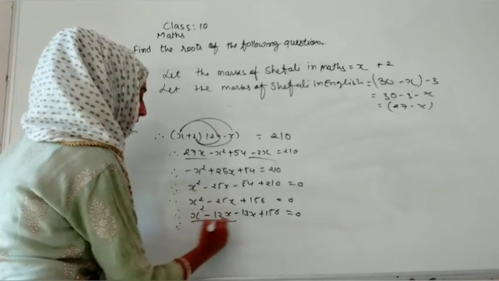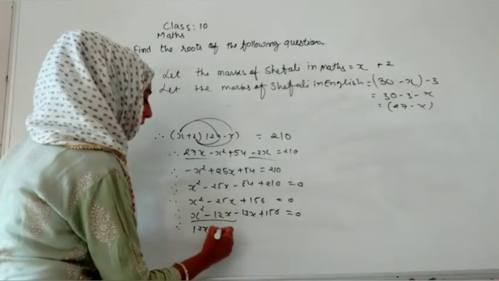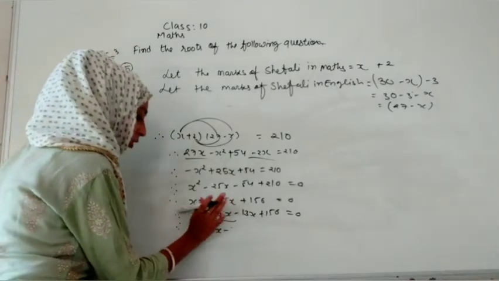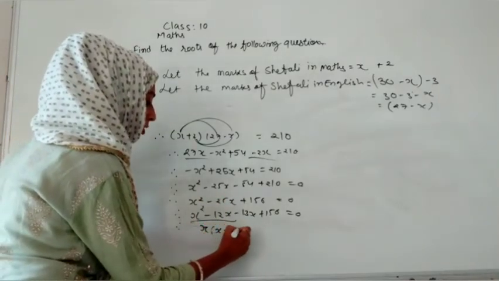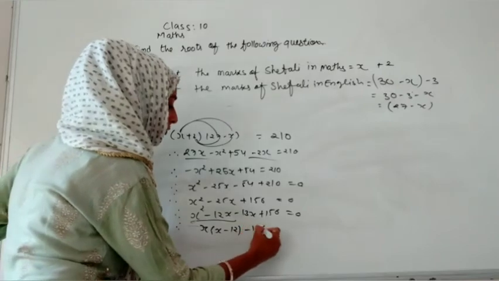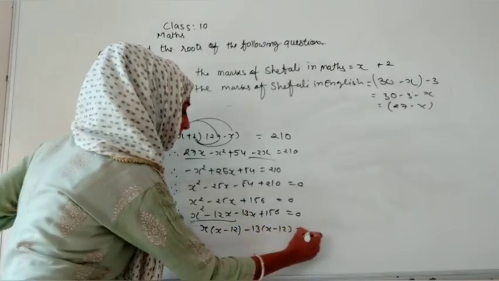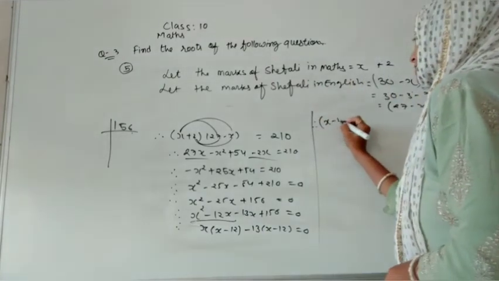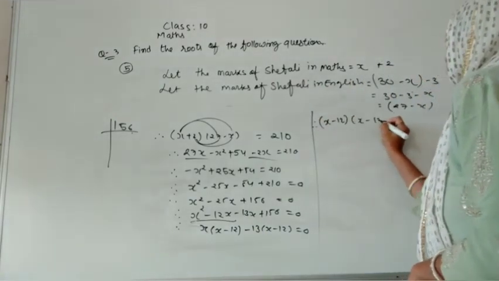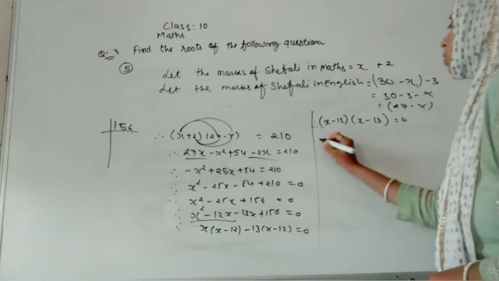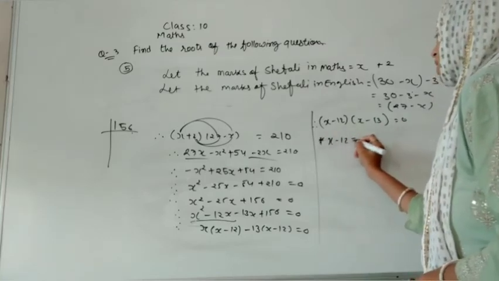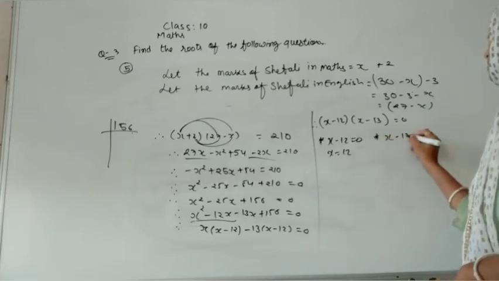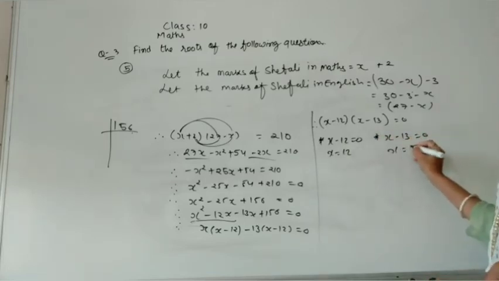So here what we will take out, 12x we are taking common, so here will be x, here x we are taking common, so what will remain, x minus 12 will remain, minus 13 if we are taking out, so here will remain this. Now if we are writing that, in one bracket we are getting x minus 12 and in another bracket we have to write this, and that is equal to 0. When we are comparing x minus 12 with 0, x we are getting as 12, and when we are comparing x minus 13 with 0, x we are getting as 13.